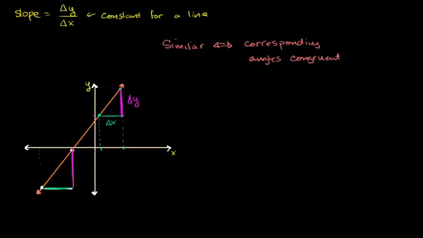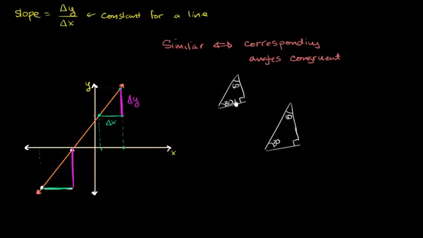So for example, if I have this triangle right over here, and this is 30, this is 60, and this is 90, and then I have this triangle right over here. I'll try to draw it. So I have this triangle where this is 30 degrees, this is 60 degrees, and this is 90 degrees.